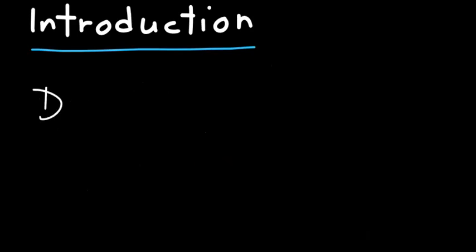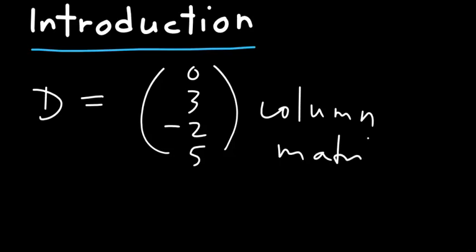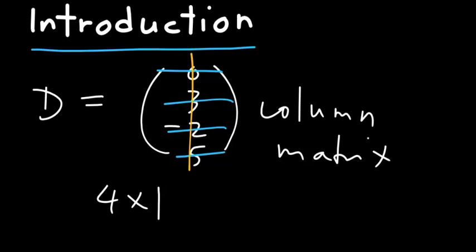Let's assume you have matrix D defined in the following way: 0, 3, minus 2, 5. So this is a single column matrix, and it's known as a column matrix. It has 4 rows and 1 column, and the order is therefore 4 times 1.